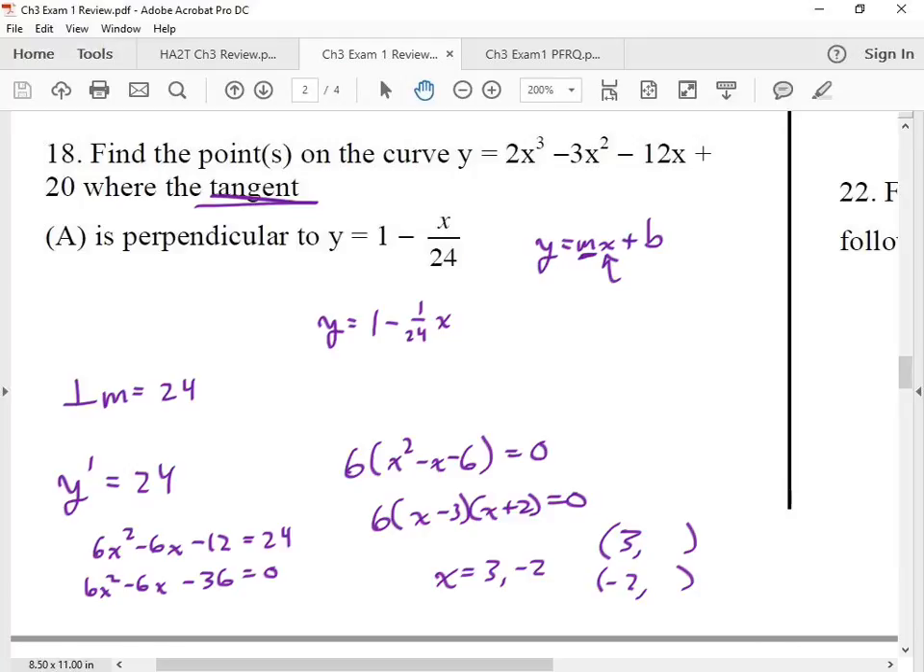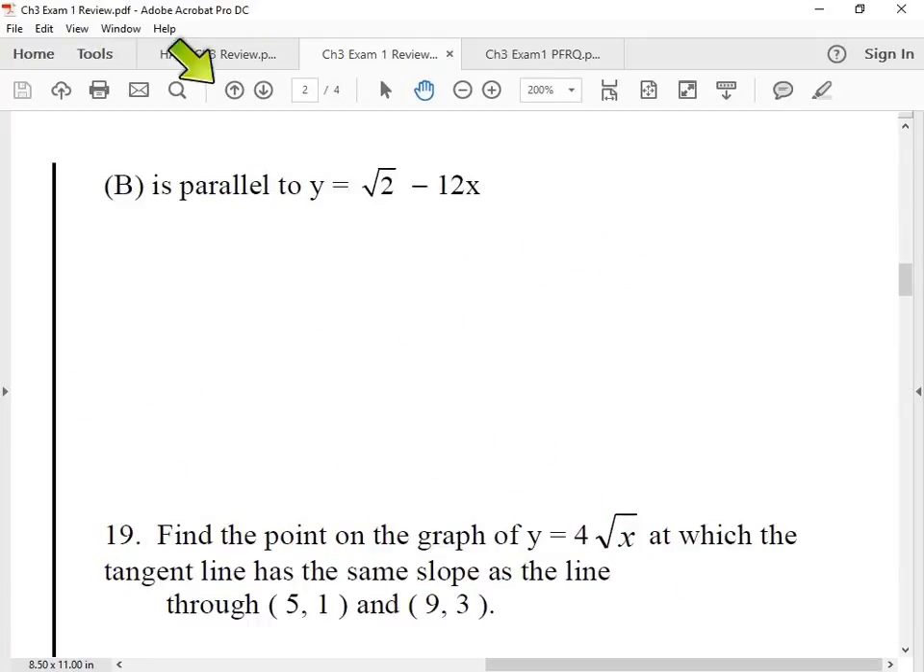I'm not going to do it. This is the same question, except it says it has to be parallel to this. So what's the slope of this? It is negative 12. So what does y prime have to equal? Negative 12. Then you solve for x's, and you get your answer. Beautiful. I like that problem.